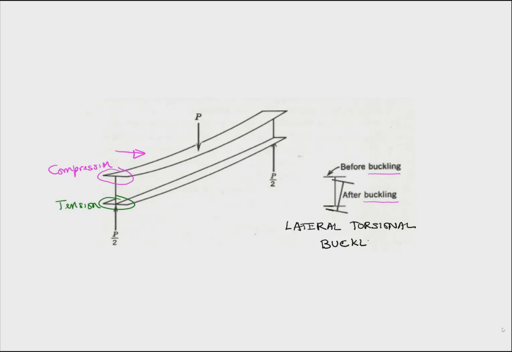And we will talk a bit more about this in the next video. But we see that if, for example, there is a deck that is cast on this beam that prevents the top flange from buckling outward, so if the beam is laterally supported on the compression flange, then lateral torsional buckling cannot occur. But if the beam is not fully laterally supported, then it has the potential for lateral torsional buckling. We'll talk a bit more about this in the next video.